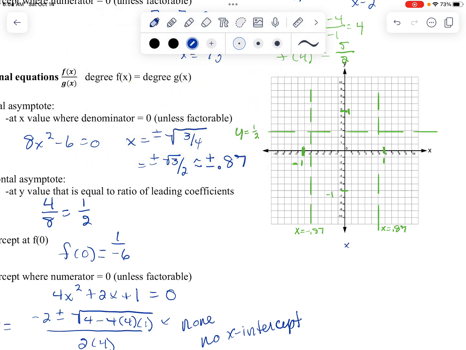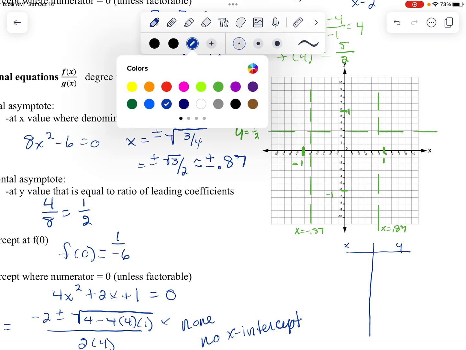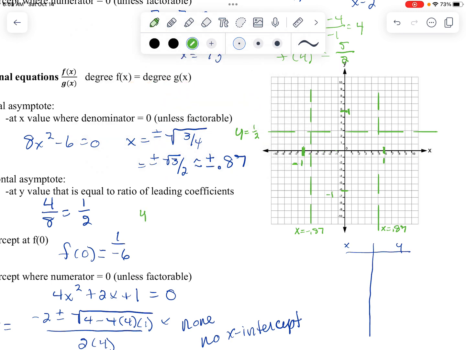So I'm going to calculate my y value given certain values of x, and you're probably wondering, well, what values of x do I pick? Well, pick some values of x that make sense according to your graph. So I erased my equation. Let me write it back over here where it's not in the way. 4x squared plus 2x plus 1 over 8x squared minus 6.